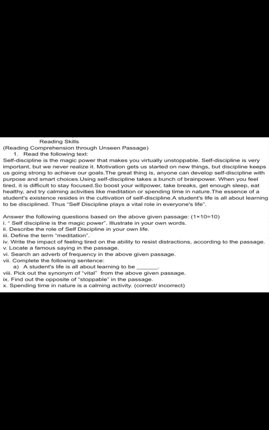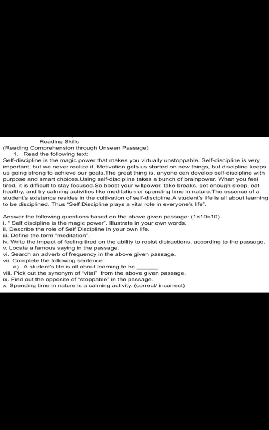So you can read the paragraph. It is based on self-discipline, right? And the questions are: the first one, self-discipline is the magic power, illustrate in your own words. Describe the role of self-discipline in your own life. Define the term meditation. Write the impact of feeling tired on the ability to resist distractions according to the passage. Right? Locate a famous saying in the passage.